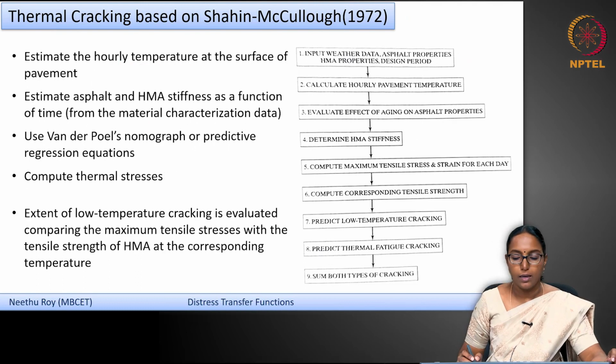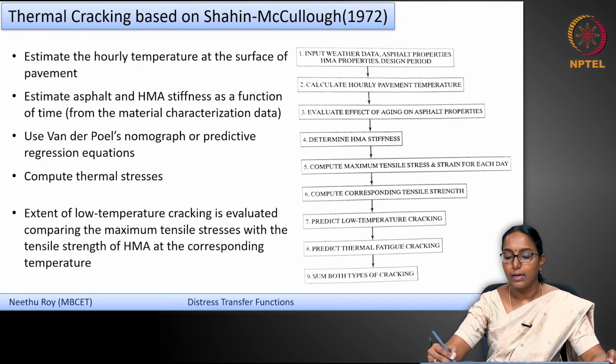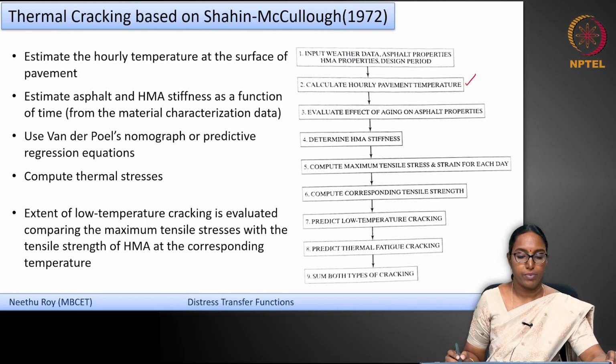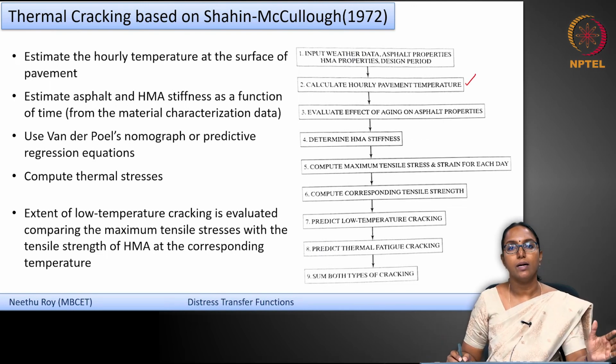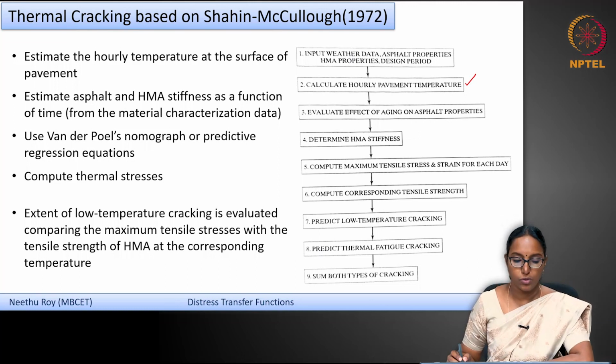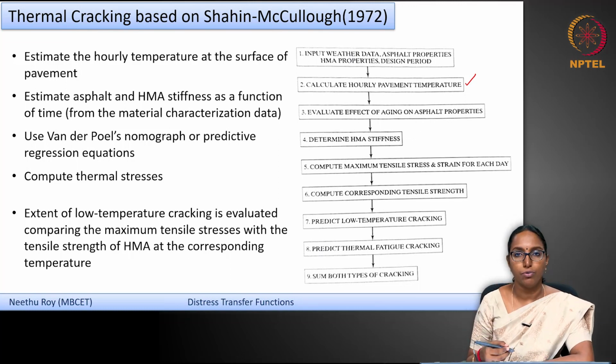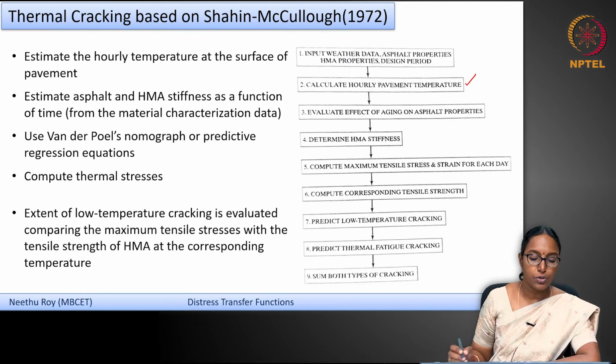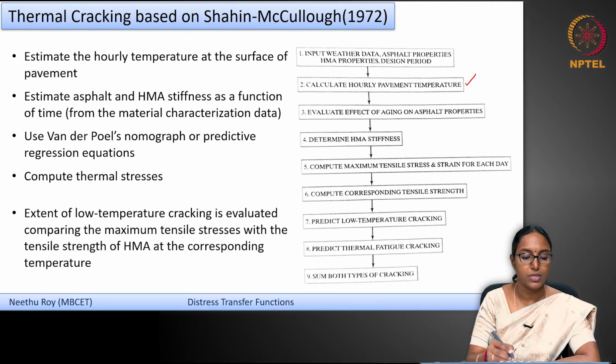Now next what we do is calculate the hourly pavement temperature, because you have to accumulate this damage and see how the damage accumulates over a period of time. As you know, the temperature varies on a daily as well as an hourly range, and based on these variations in temperature, the response of the material changes. So you estimate the hourly temperature at the surface of the pavement. You can use various models for that.